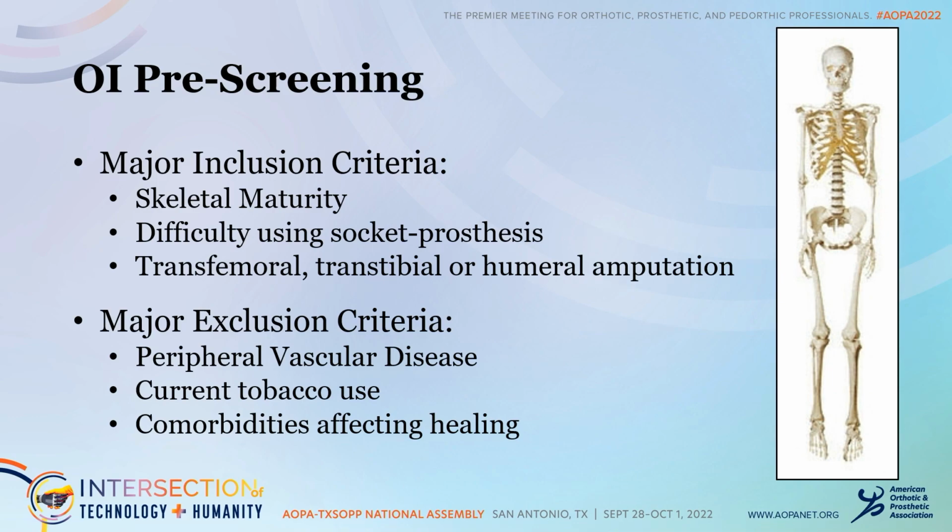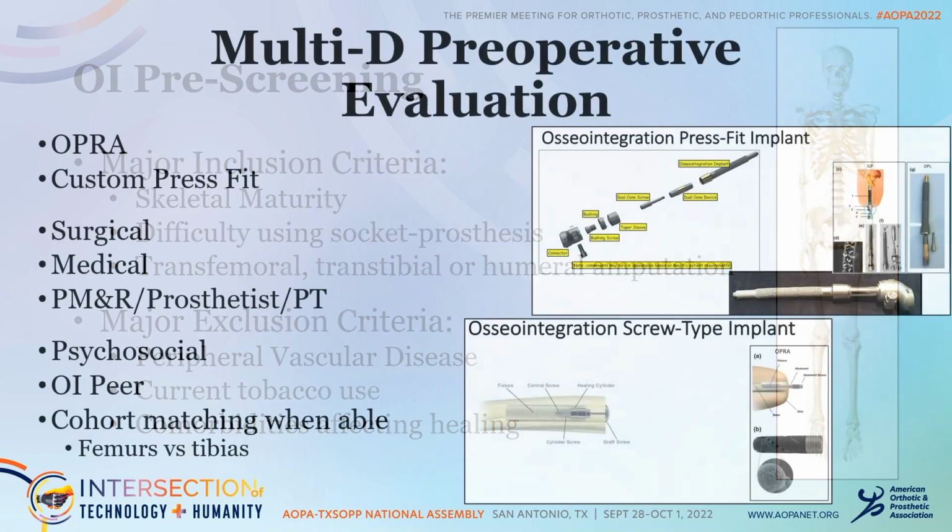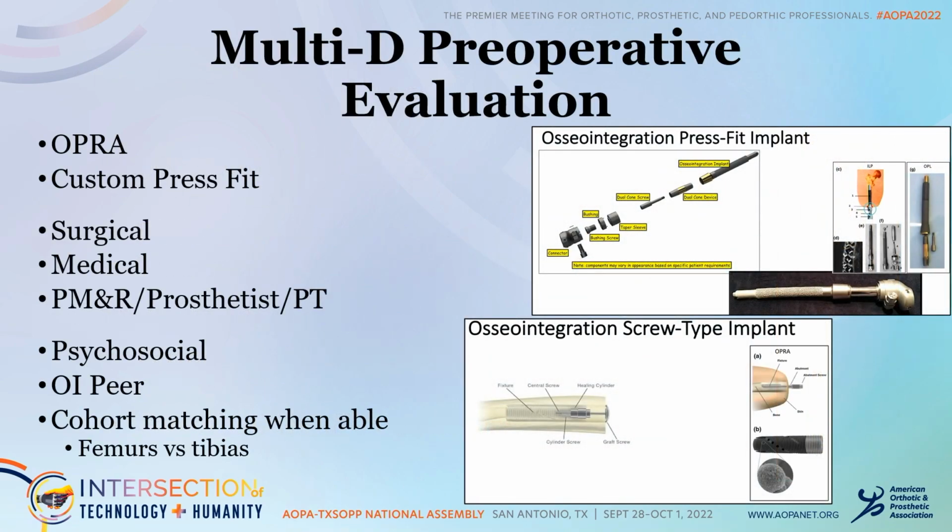Transfemoral, transtibial, and humeral amputation in our practice currently. Major exclusion criteria are peripheral vascular disease, any sort of tobacco use or comorbidity or medication that may affect healing. They come in for a preoperative evaluation in a multidisciplinary and interdisciplinary fashion: surgical, medical, PM&R, prosthetist, physical therapy. It's important to look at it from all lenses.